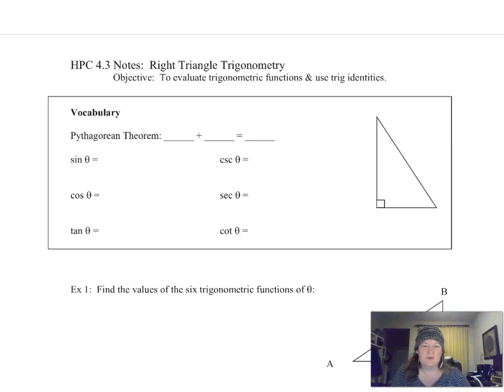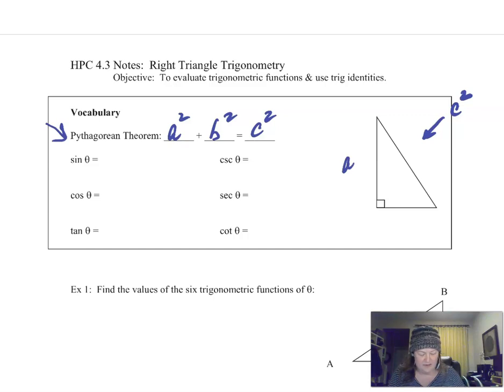So let's get started. We're mostly reviewing geometry and algebra 2 stuff about right triangle trig. The first thing we're going to talk about is the Pythagorean theorem. Remember, it is a way to find any of the sides of a right triangle, using a squared plus b squared equals c squared, always assuming that the hypotenuse is c. The two legs can be named either way you want. Either one can be a and either one can be b.